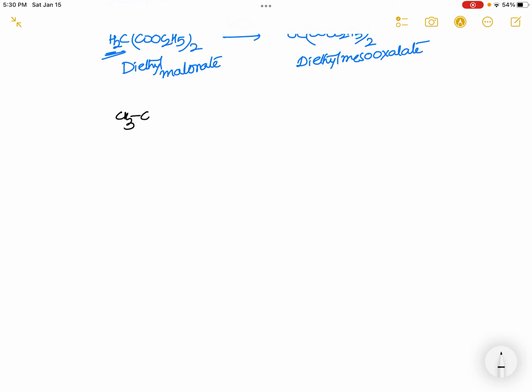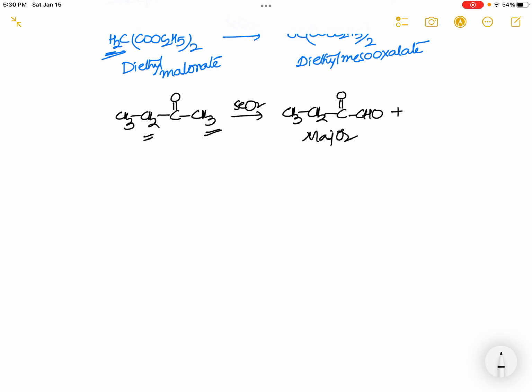CH3, CH2, CO, CH3. Now both sides options are there. When both sides options are there, you can see this is an active methylene group, this is also an active methylene group. Generally, CH3, CH2, C double bond O, CHO. This is the major one. Of course, the other is also formed.